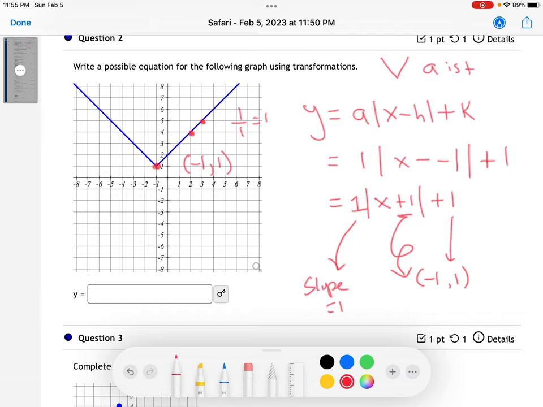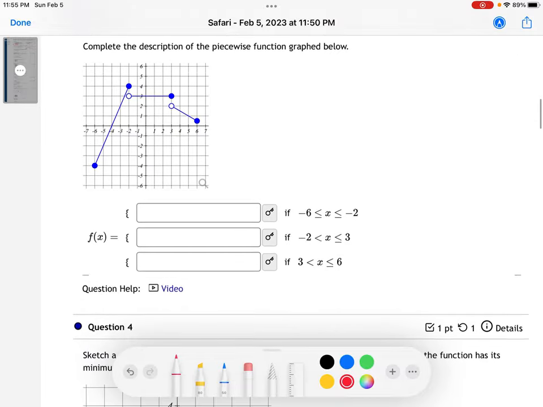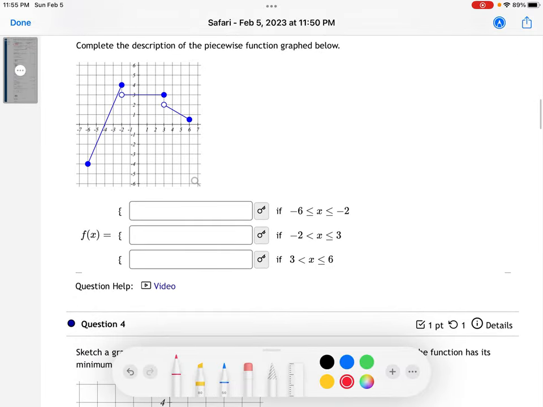Okay, next one. Complete the description of this function. So this first bit, let's describe that line. We're going to first find out the slope. So I'm going to just pick that point and that point. Now, between those 2 points, how much do I rise? I rise 2, and I move forward 1, so up 2 over 1. So my slope is 2.